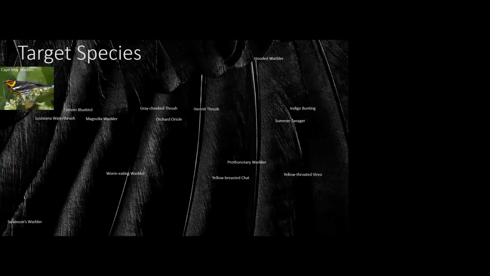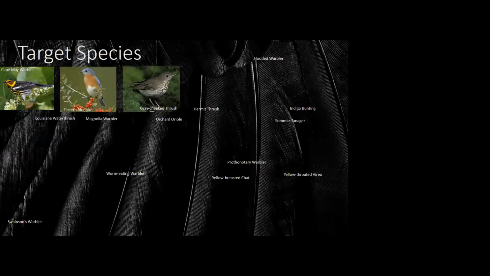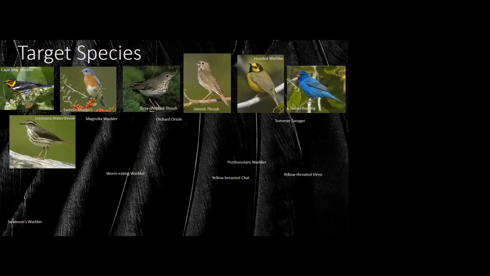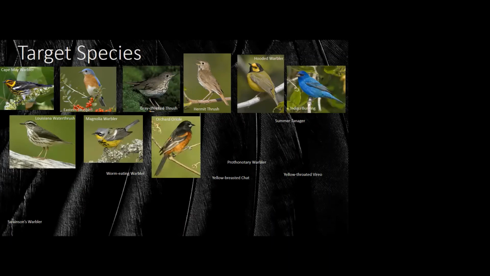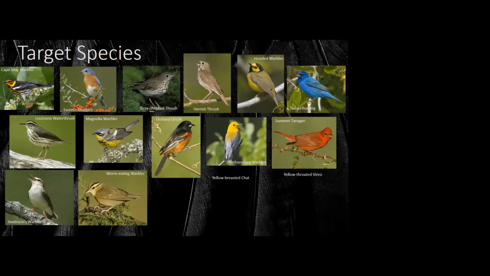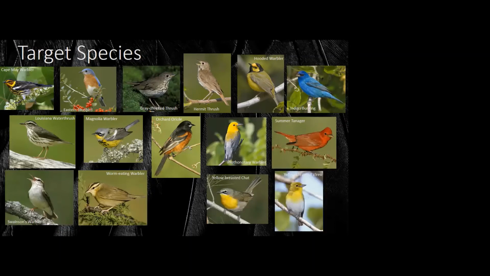And here were my target species. We have the Cape May warbler, eastern bluebird, gray-cheeked thrush, hermit thrush, hooded warbler, indigo bunting, Louisiana waterthrush, magnolia warbler, orchard oriole, prothonotary warbler, the summer tanager, Swainson's warbler, worm-eating warbler, yellow-breasted chat, and the yellow-throated vireo.